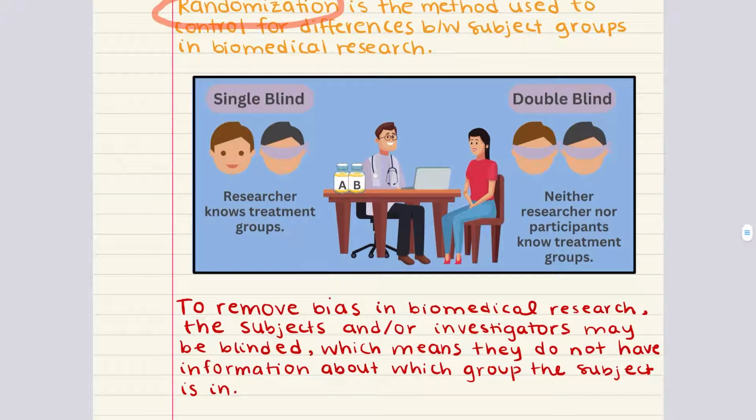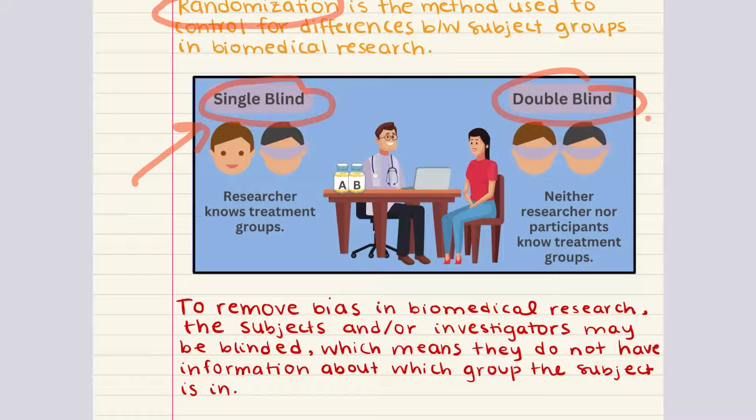Next, blinding is used to remove bias by limiting what subjects and researchers know about the treatment groups. We can have single-blind or double-blind studies. In a single-blind study, participants do not know whether they're receiving the treatment or a placebo. This helps minimize the placebo effect, where participants experience perceived benefits simply because they believe they're receiving the treatment.